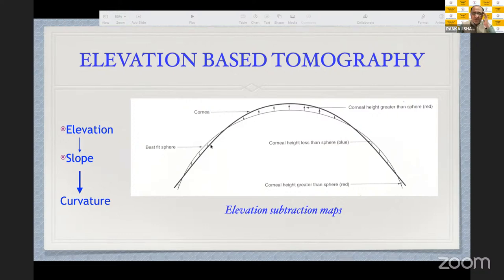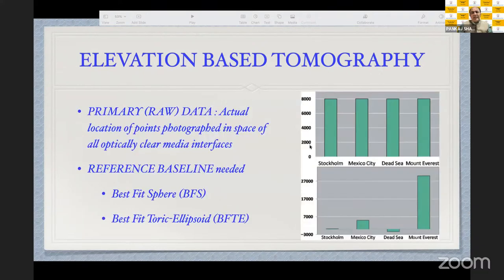Fix this thing firmly in your mind. Relative to the reference sphere, if the cornea goes back, then it is blue. If it is above that reference point, it is red. So this is an elevation subtraction map. Here, all these values will come in minus microns, and all these values will come in plus microns. With that in mind, why do we need a best fit sphere? To understand that, let's see.